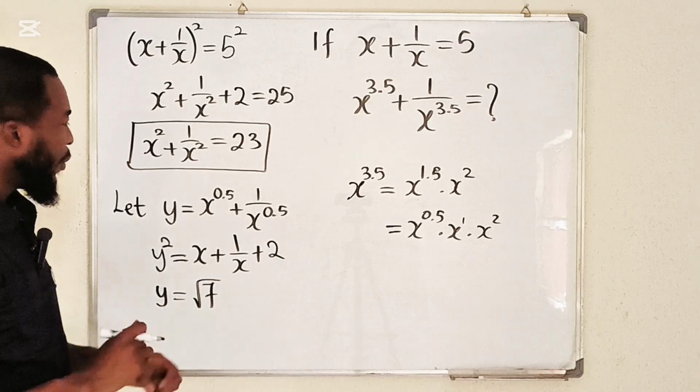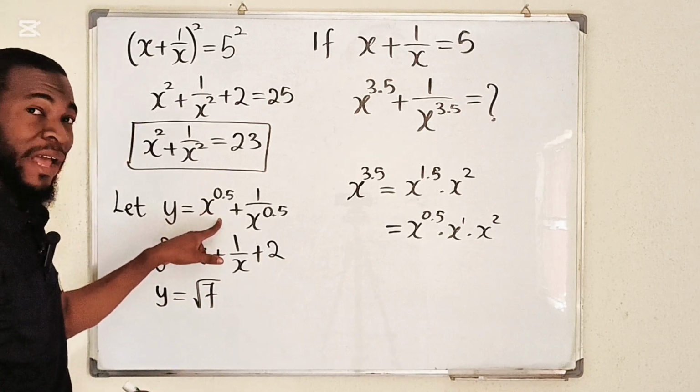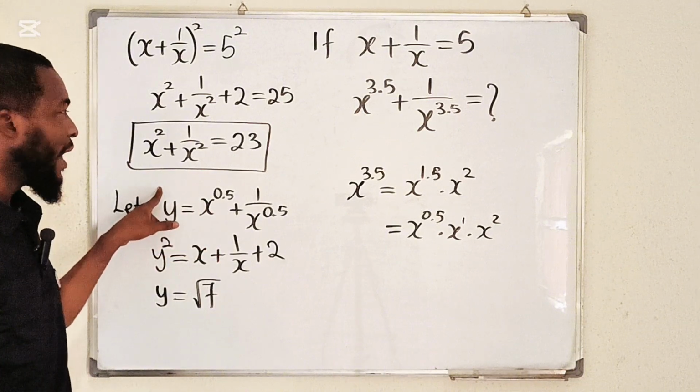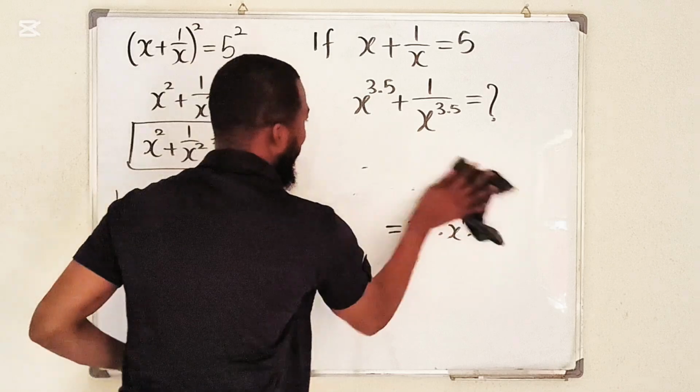So next, I would like to take this, which is the same thing I have obtained to be equal to y, and multiply by that. So let me do that here.